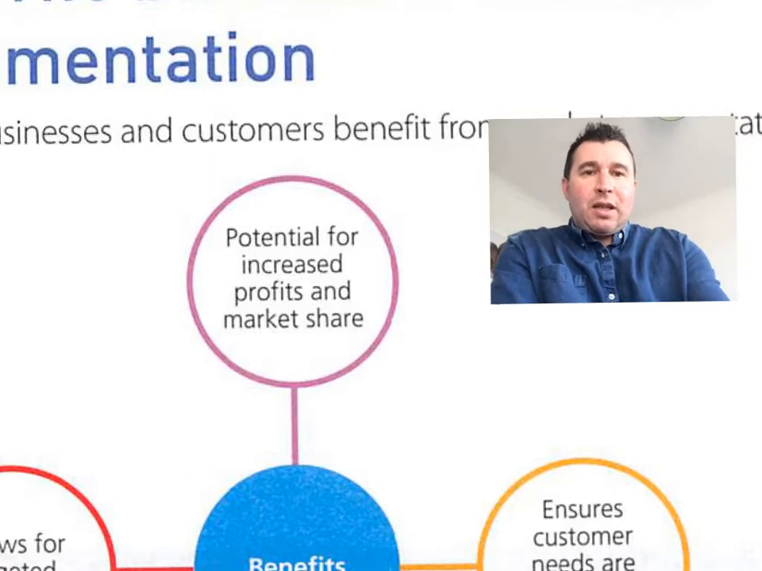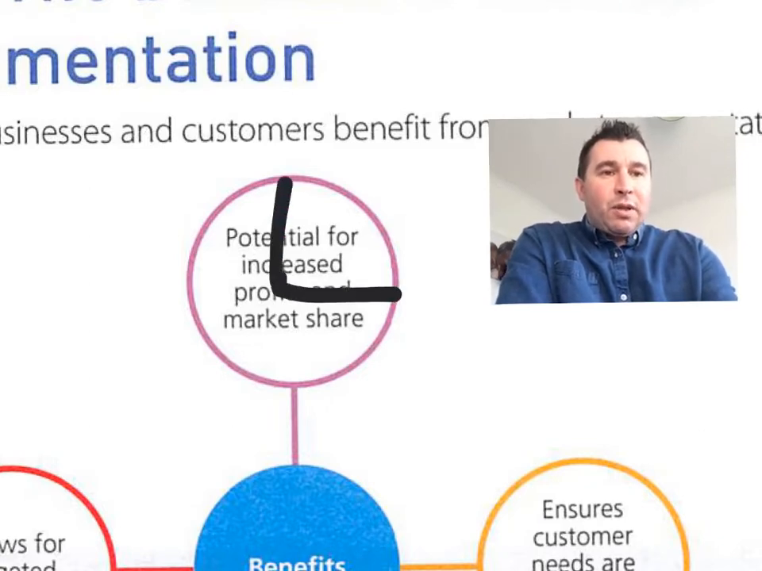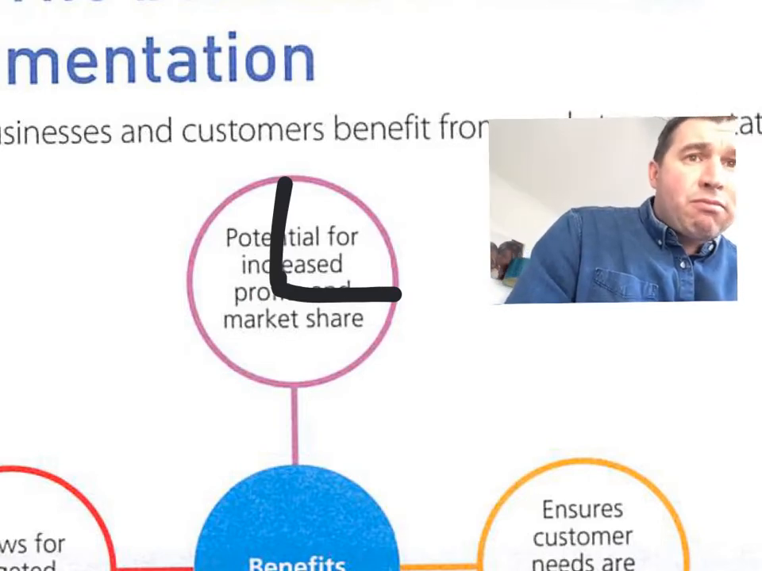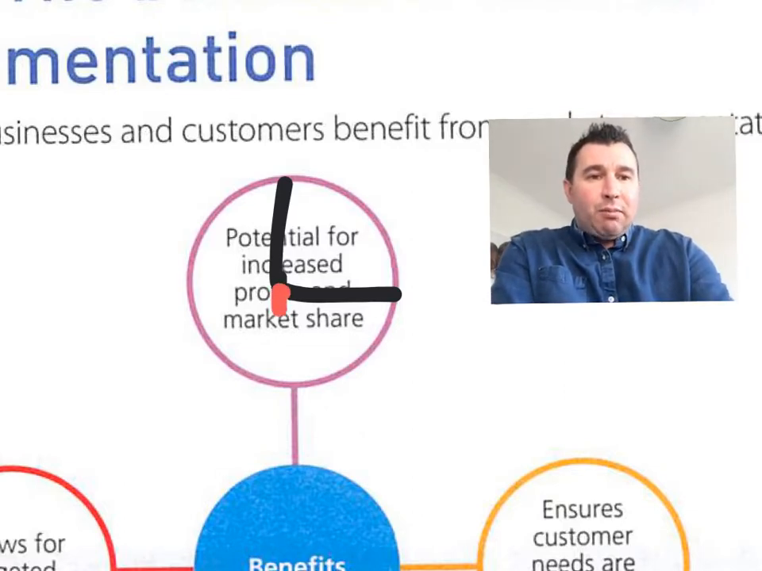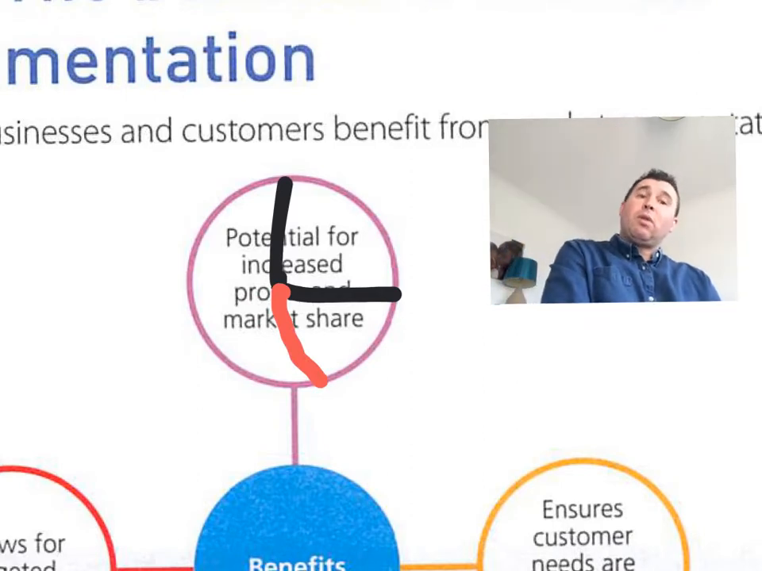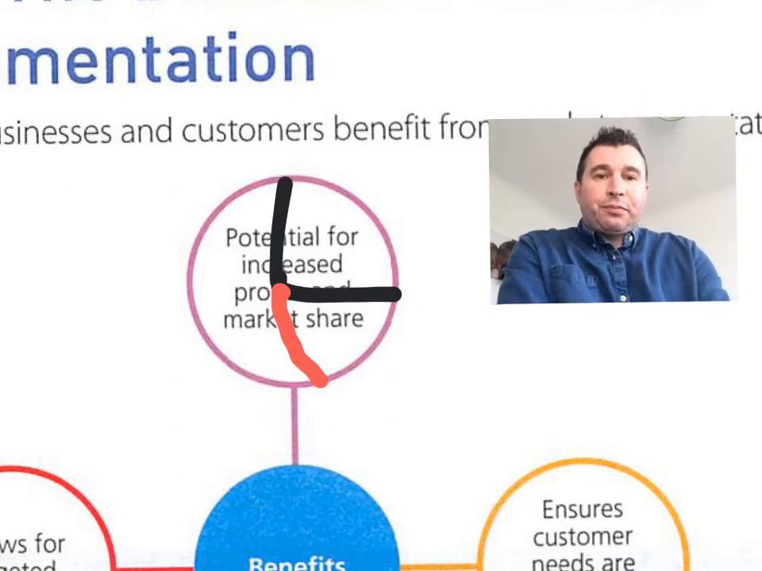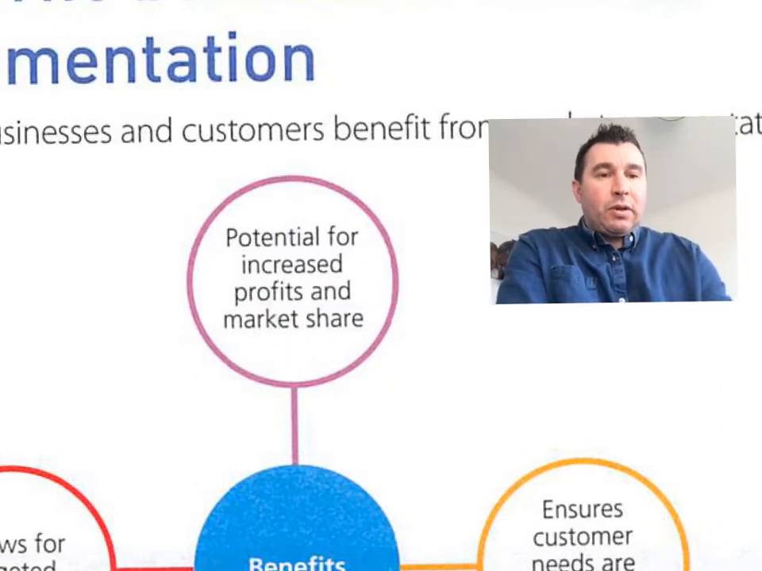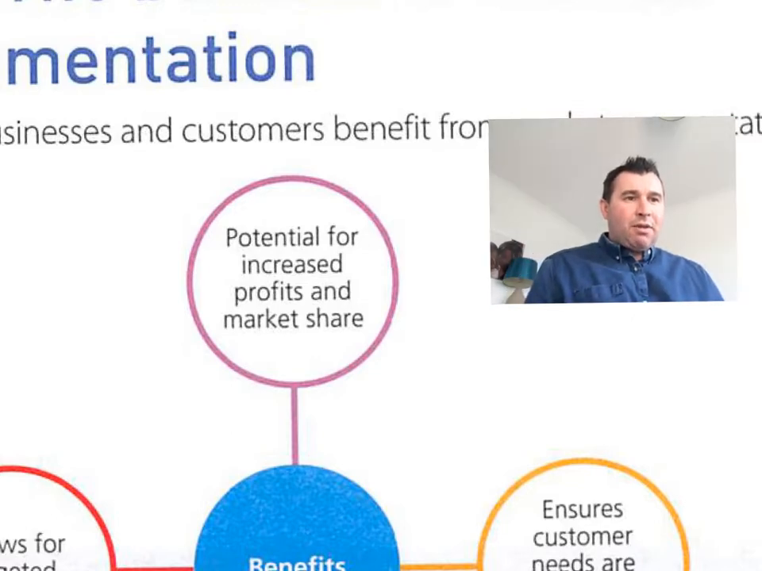So if we take this circle as being the entire market for a business, at the moment I might have 25% of the market share. But actually, if I have a better quality product through segmentation, then I might increase my market share to more like, I don't know, around 45%. So market share is the percentage of the market that you have. So if I just delete those, the first benefit there is increasing profits and market share. Did you get that? All right with that?